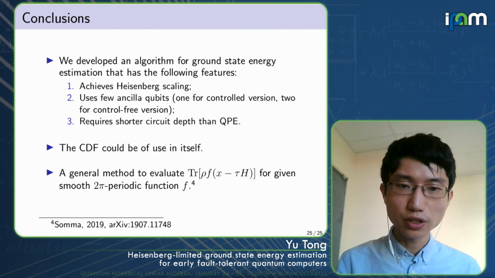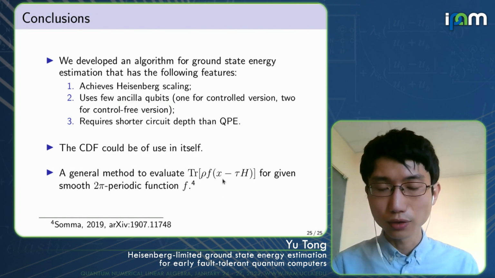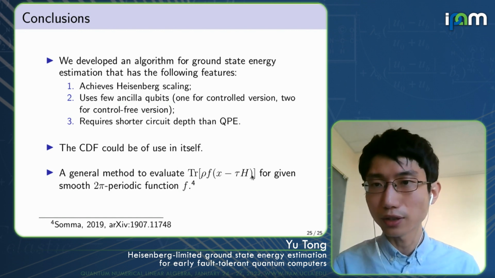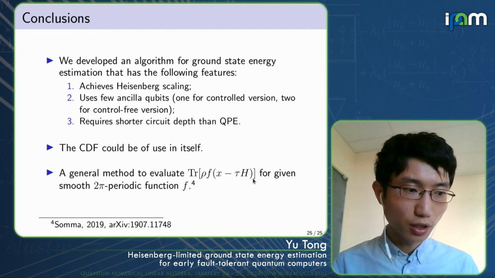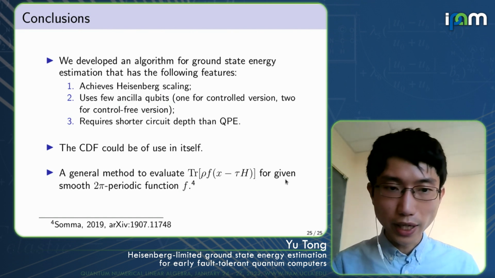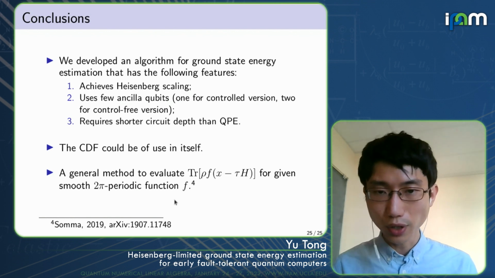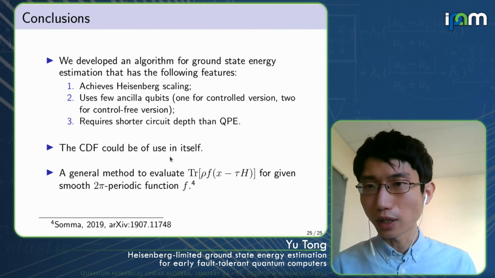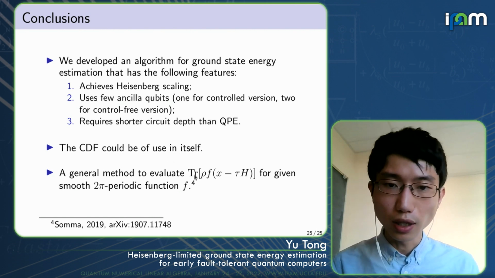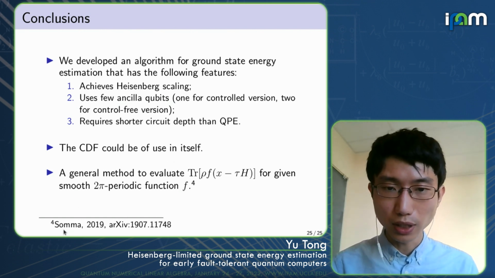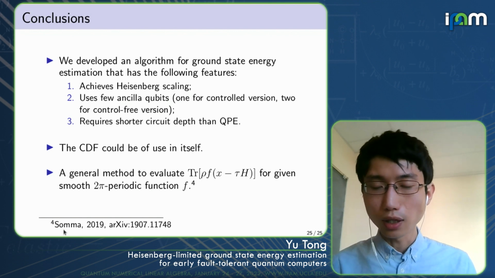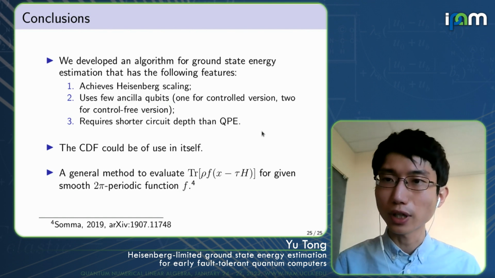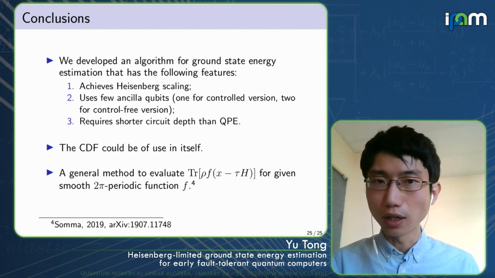Our method is actually a general method to evaluate quantities of this form, trace of rho times f of x minus tau H. In some sense, you can view this whole thing as a convolution with the spectral measure. This works for any given 2-pi periodic smooth function. And actually, you can do it to get things beyond the CDF. You can actually compute the probability distribution function. This is kind of similar to what Soma considered in his 2019 paper. So we anticipate that this is actually a pretty flexible framework, and we'll be able to do more interesting things with this framework.